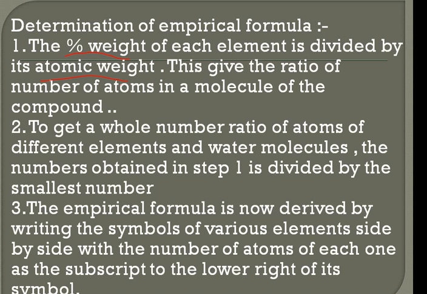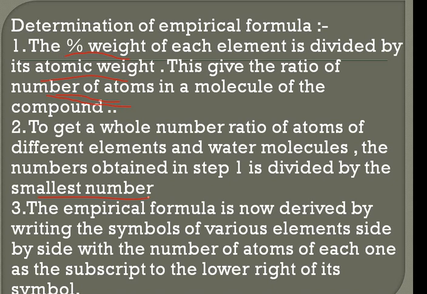This gives the ratio of the number of atoms in one molecule of the compound. By dividing the percentage weight by the atomic weight of the element, it will provide you the ratio of the number of atoms present in the compound. So here we get the ratio only, right? Now the second step: to get a whole number ratio of atoms of different elements, the number obtained in step 1 is divided by the smallest number. The numbers obtained in step 1, divide by the smallest number among them.